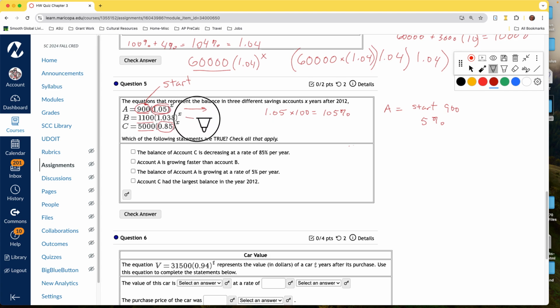How about B? What did we start with in B? 1,100. And what is the percent? In this case, 1.038. That's 103.8%. So it's increasing by 3.8%. Which one's bigger? 3.8 or 5? 5. Okay, so how about this last one, C?